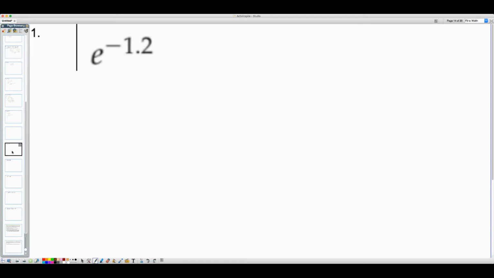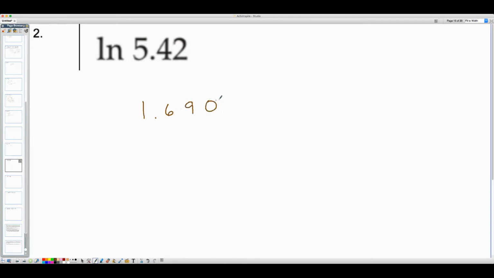So I'm going to find the e button, which is my blue, or second button, e raised to the negative 1.2. And the number I get is 0.3012 when it's rounded to 4 decimal places. Natural log of 5.42. So not using the log button, using the natural log of 5.42, I come up with 1.6901 when rounded to 4 decimals.